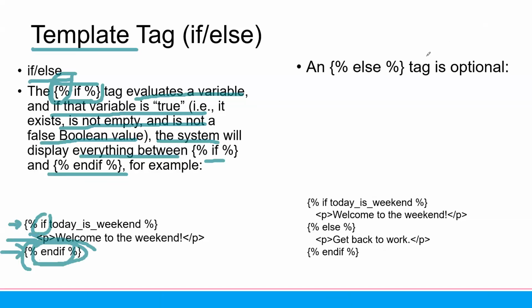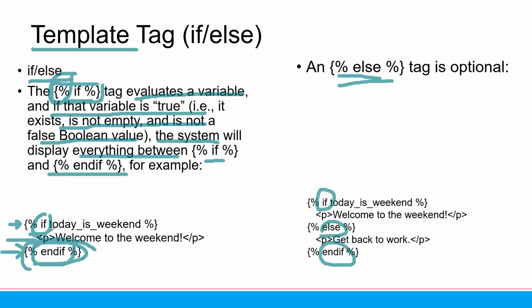There is another kind of control flow, which we call else. I guess you also know that in Python, we have if else. In this template tag, we also have the else. Let's say, if, then we have else, and we have an endif.